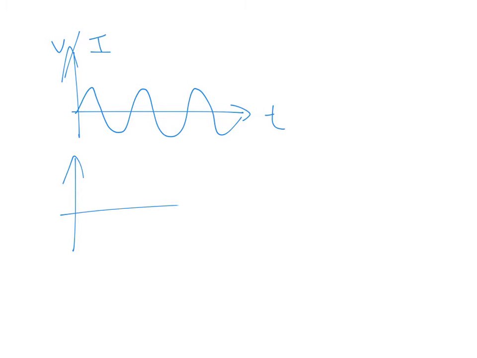Now, remember the formula for power is either I squared R or V squared over R. So you've got to square this. When you square this, the graph you will get looks like this. You will not get a negative anymore because you're squaring it. So it will be a sine squared graph, because your original graph for V and I is sine, so your power is a sine squared graph. So the power will fluctuate between 0 and maximum all the time, right?